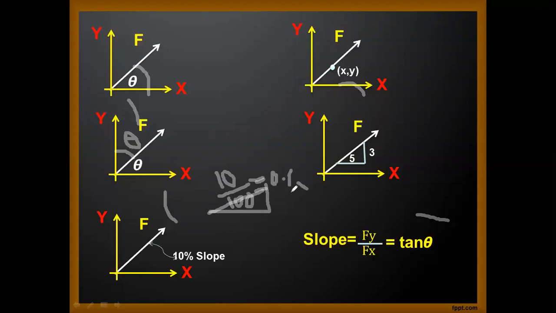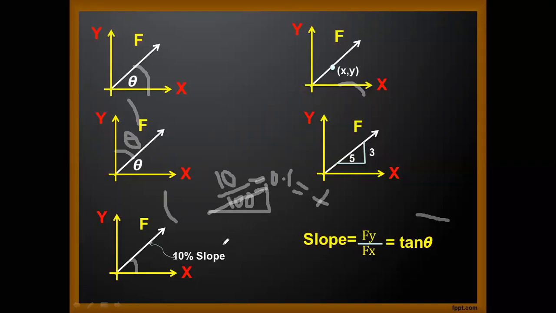Basically, how to measure the slope? The 0.1 will be equal to tan theta. That is, slope will be measured in terms of tan theta. So tan theta equals 0.1, so theta equals tan inverse of 0.1. Let's assume it comes around 48 degrees. So tan inverse of 0.1 equals 48 degrees.